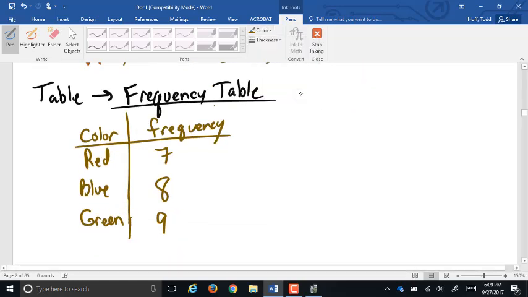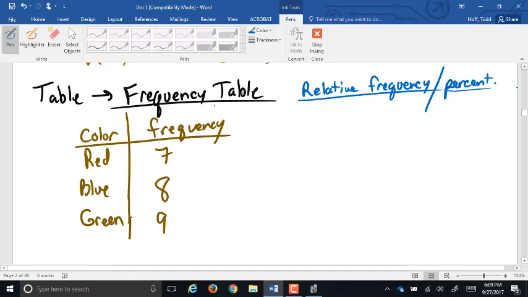So that is a frequency table. From a frequency table, we can create something called a relative frequency table. Relative frequency and percent frequency, depending on what textbook you're looking at. Some textbooks consider them to be the same thing. Some consider them to be slightly different. To me, they all say the same thing.